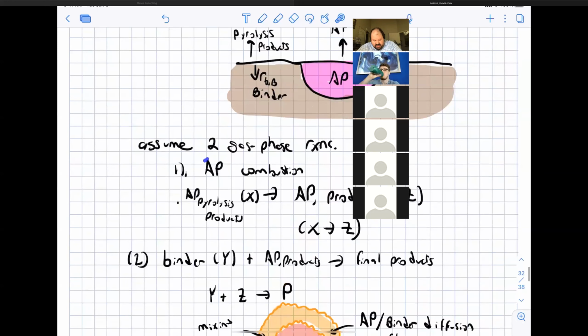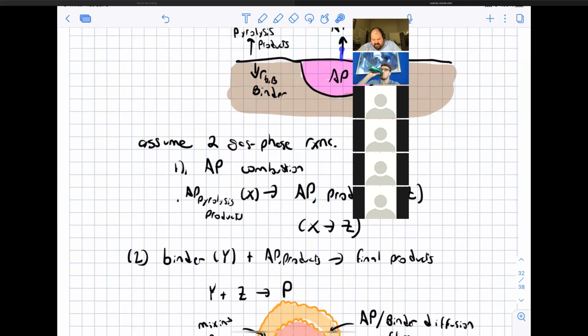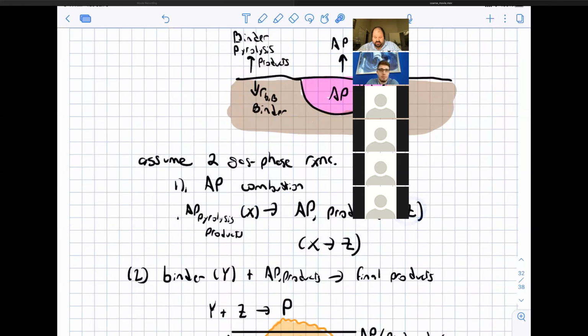Okay, and so basically the AP will burn by itself. So he assumes that there are AP pyrolysis products X that come off of the surface, and then those self-react to produce AP combustion products Z. Okay, and so basically near the surface, it's pure AP pyrolysis products, and farther away from the surface, the ammonium perchlorate is going to basically self-deflagrate to produce very high temperature and oxidizer-rich gases.